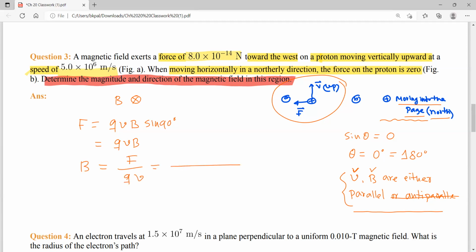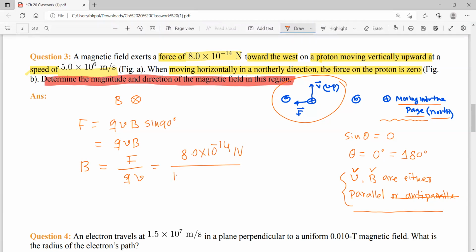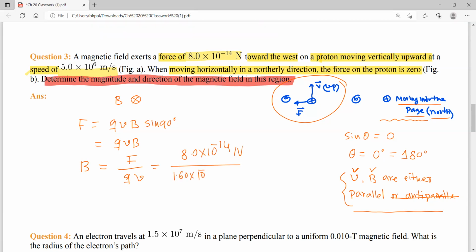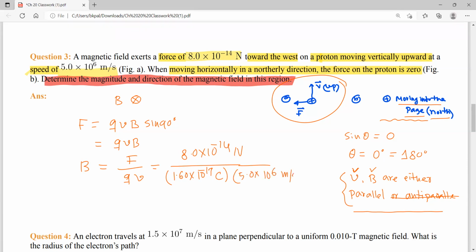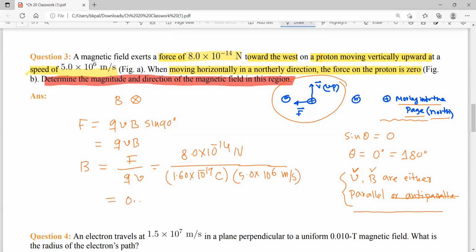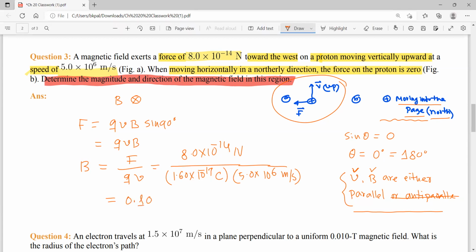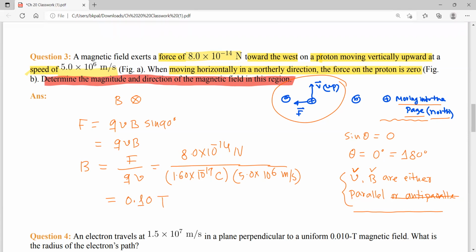Okay, so here F is given, 8 times 10 to the power minus 14 Newton. Proton's charge is 1.60 times 10 to the power minus 19 Coulomb, and velocity is here 5 times 10 to the power 6 meter per second. If you plug these values in your calculator, you should get the magnetic field that is equal to 0.10 Tesla. All right.